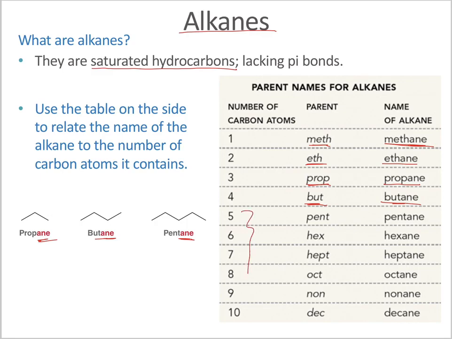From 5 all the way to 10, we name them in a similar fashion to that of polygons. A 5-sided polygon is called a pentagon. So here we're going to use pentane, hexane, heptane, octane, nonane, and decane.